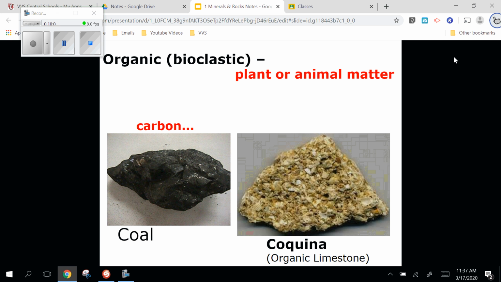Organic limestone is the same as chemical limestone. It's limestone. It's made out of calcite, but the calcite is in the form of seashells. And these seashells get broken up, and then they get compressed together. So these are actually formed by compaction and cementation, not by precipitation out of seawater.